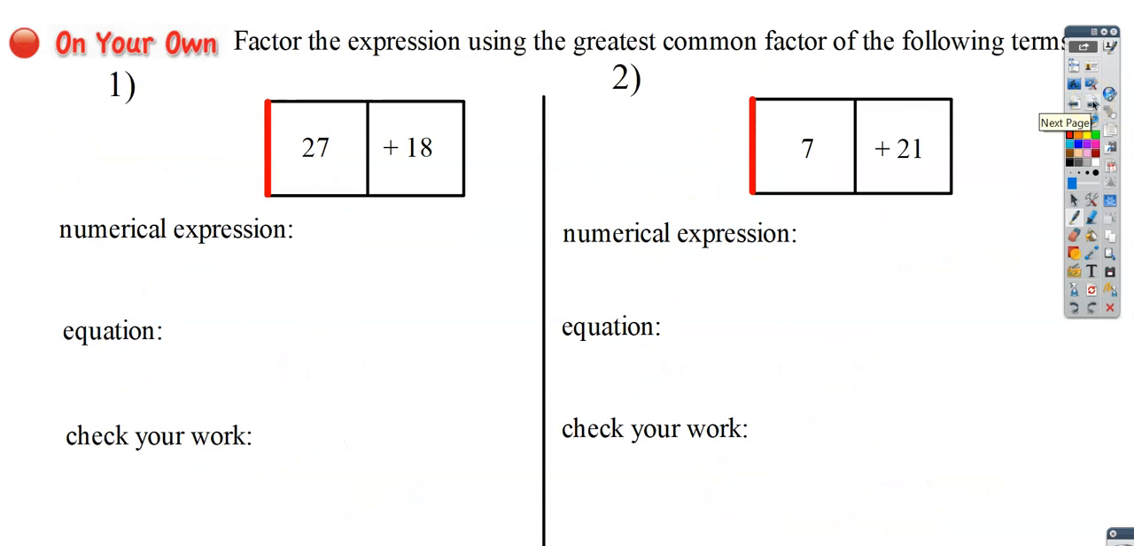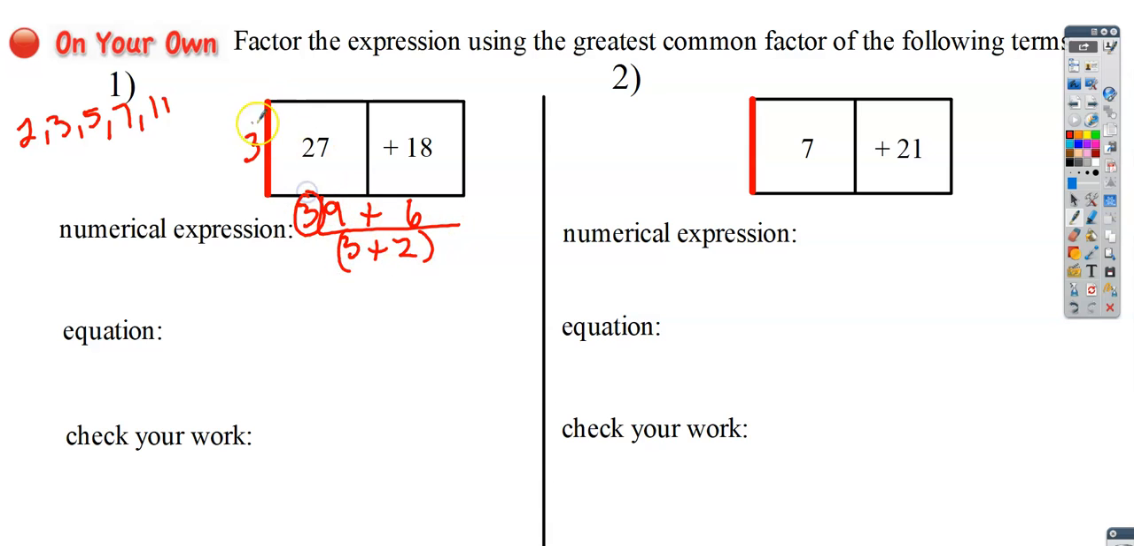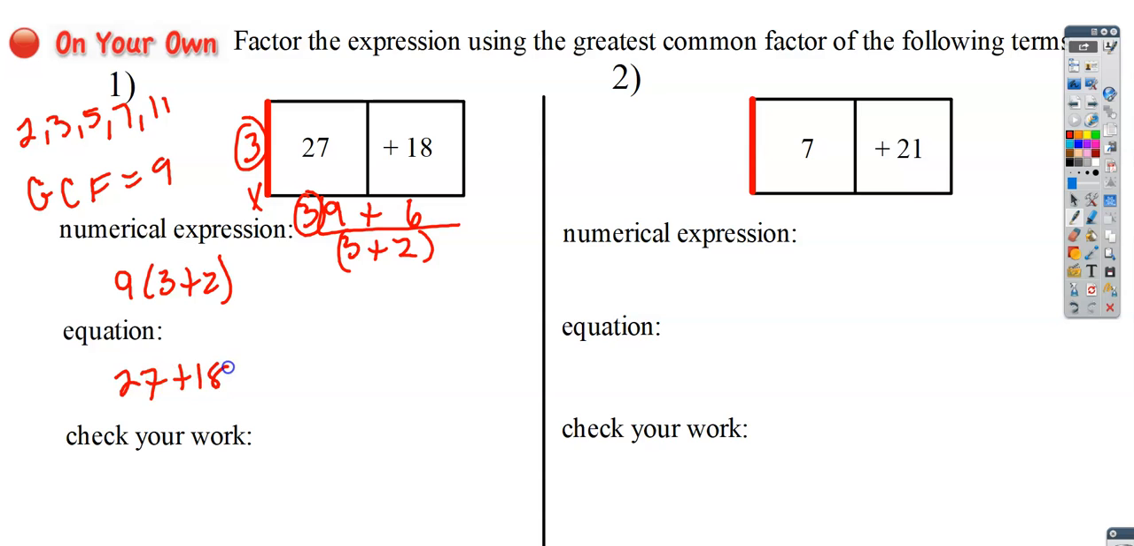Next, this is the OYO, so I want you to pause this and try these on your own, just like we did on the other examples. I'm going to write down the primes, 2, 3, 5, 7, 11. I'm going to divide by 3, and I get 9 plus 6. Divide by 3 again, I get 3 plus 2, put parentheses around that, circle my factors, multiply them, the greatest common factor equals 9. My expression is 9 times 3 plus 2. My equation is 27 plus 18 equals 9 times 3 plus 2.